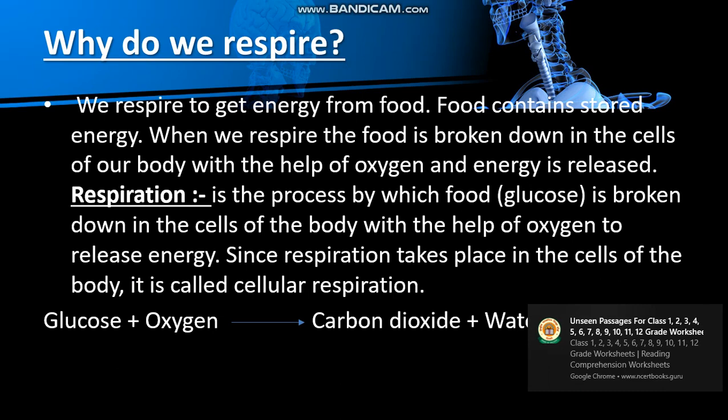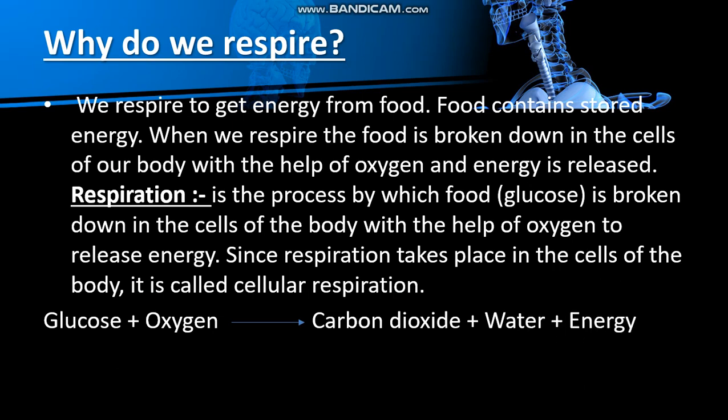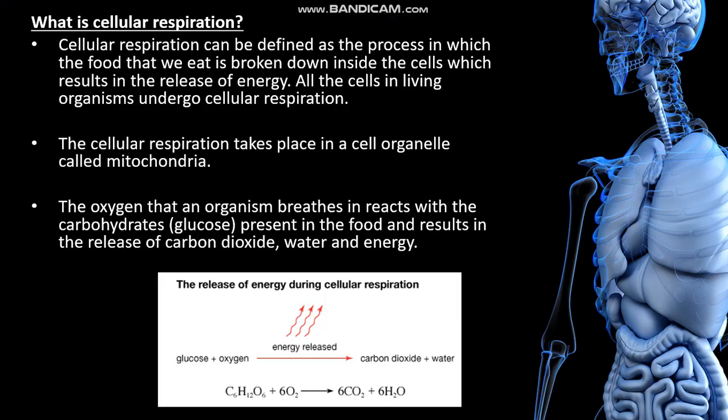So when we respire, the food is broken down in the cells of our body with the help of oxygen and energy is released. Thus, respiration is a process by which food, glucose, is broken down in the cells of the body with the help of oxygen to release energy. Since respiration takes place in the cells of the body, it is called cellular respiration. Glucose plus oxygen gives carbon dioxide plus water plus energy.